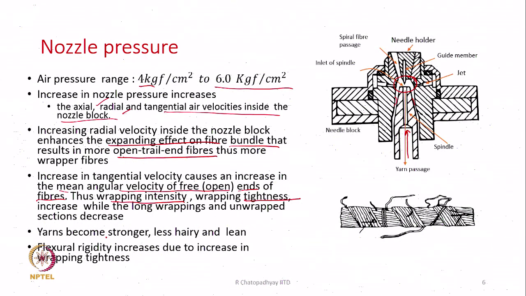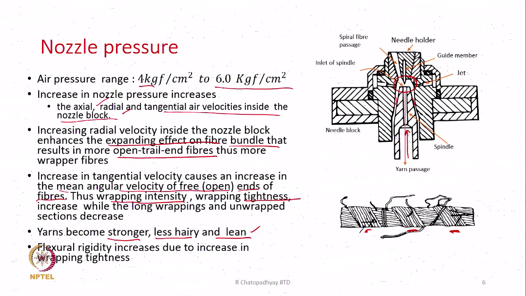So, as a result of this, one can expect yarns to be stronger, less hairy, and lean, because if I have tight wrappings, yarn diameter is going to decrease. So, the yarn will be lean. Then because wrappings are there, the hairs will not be able to project out, so it will be less hairy, and because the wrappings are tight, as is shown here, the yarn is going to be stronger. So, we can expect the yarn to be stronger, less hairy, and more compact if we go from lower nozzle pressure towards higher nozzle pressures.